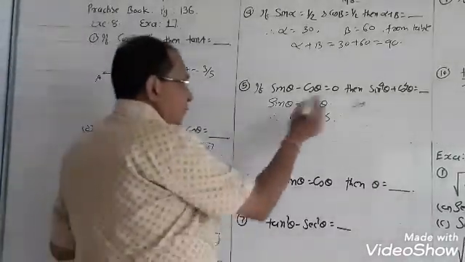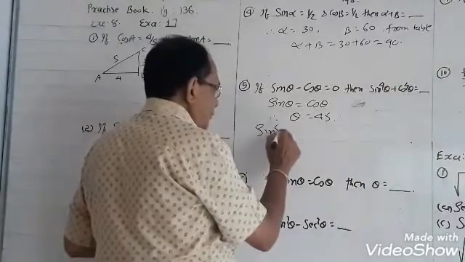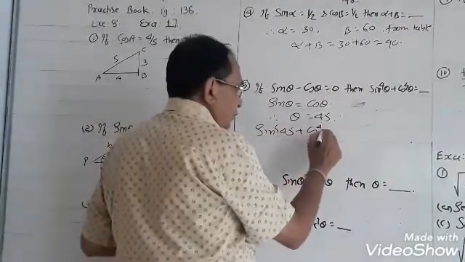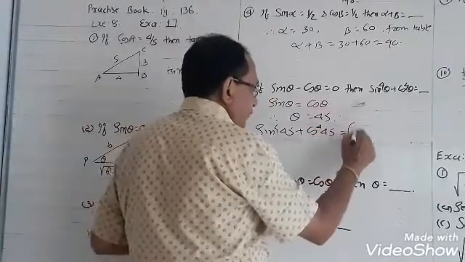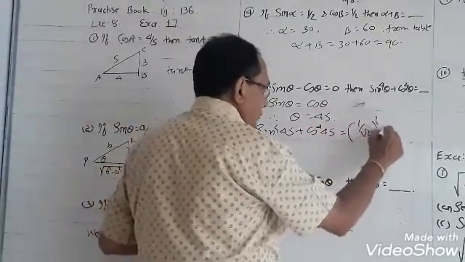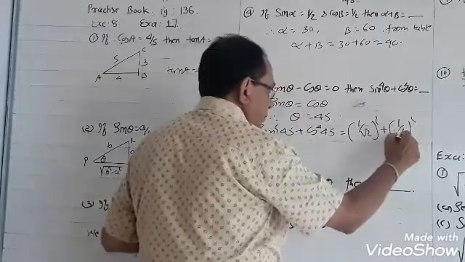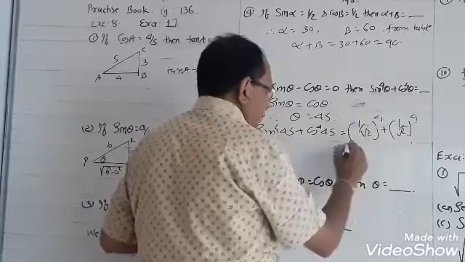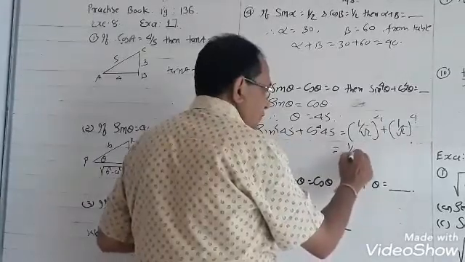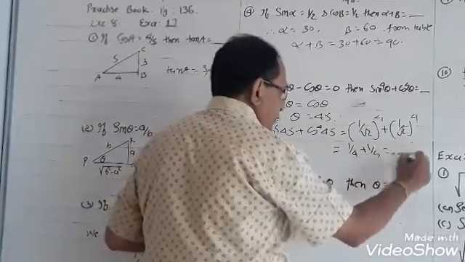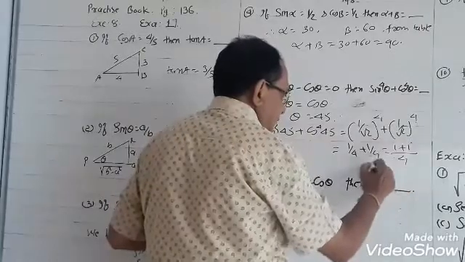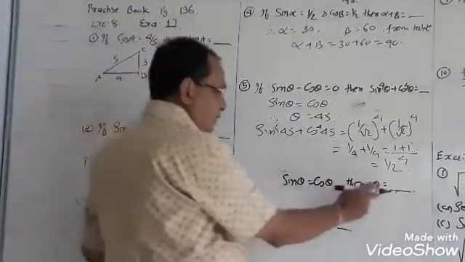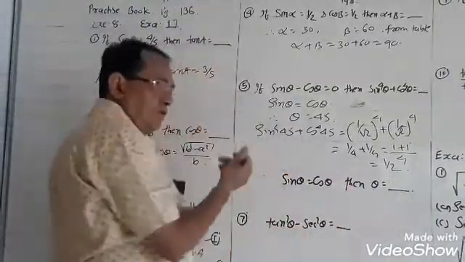Now we are given sin raised to 4 of 45 plus cos raised to 4 of 45, which is 1 upon square root of 2 to the power 4 plus 1 upon square root of 2 to the power 4, which is 1 upon 4 plus 1 upon 4. LCM 4, 1 plus 1, so 1 upon 2. Sin theta is equal to cos theta, therefore theta is equal to 45.